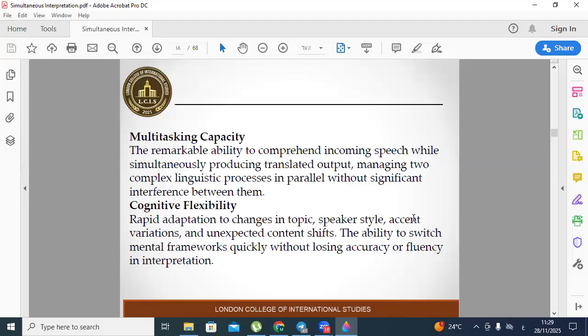So cognitive flexibility prevents you from getting stuck if your mental model of what the speech is about turns out to be wrong. You must rapidly adjust without losing track of ongoing speech. This adaptability is trainable through exposure to varied, unpredictable materials.